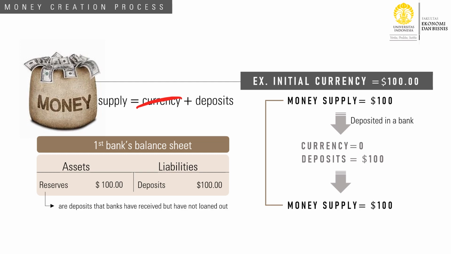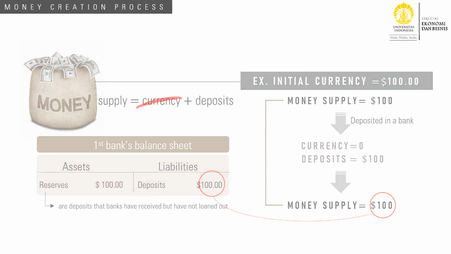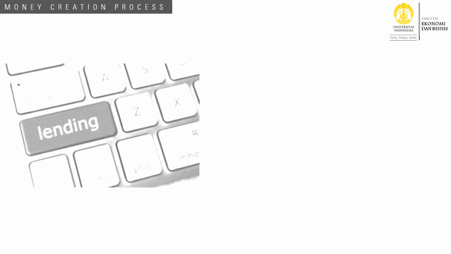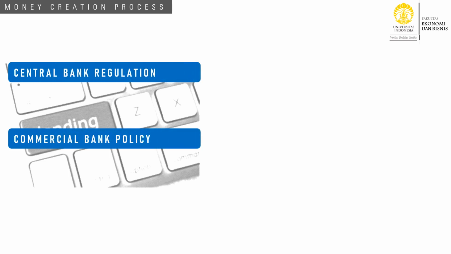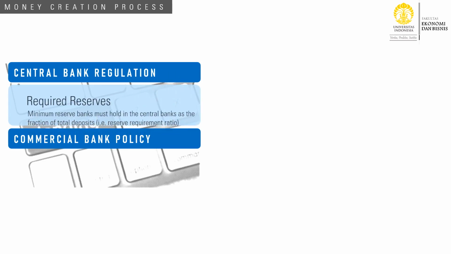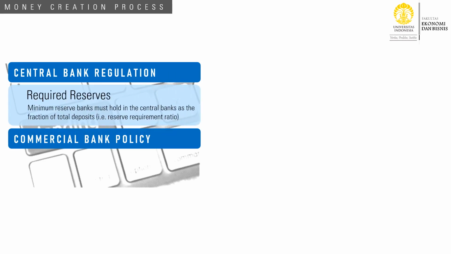So that's it. With just one commercial bank, with no involvement of the central bank yet, and with no loan having been made, the initial $100 of deposit is the money supply and it doesn't change. How much loan can be made by a commercial bank? Well, it depends on the central bank regulation and the bank policy. The central bank usually sets a minimum amount of reserve commercial banks must hold in the central bank as a fraction of total deposits, called the reserve requirement ratio.